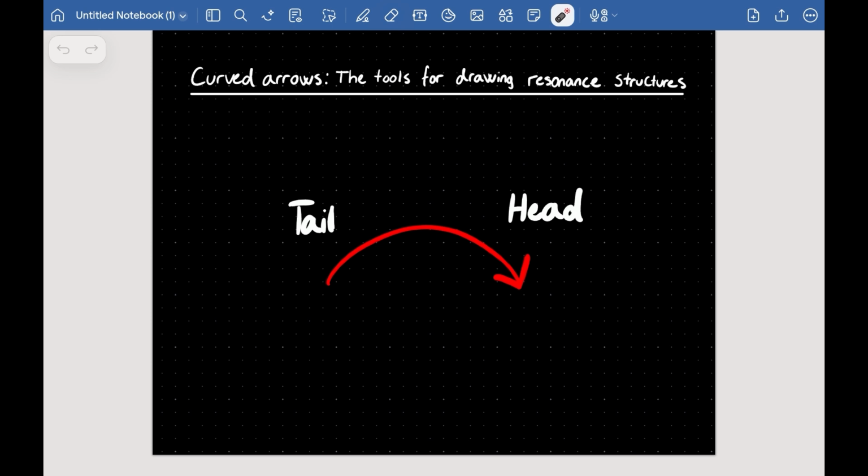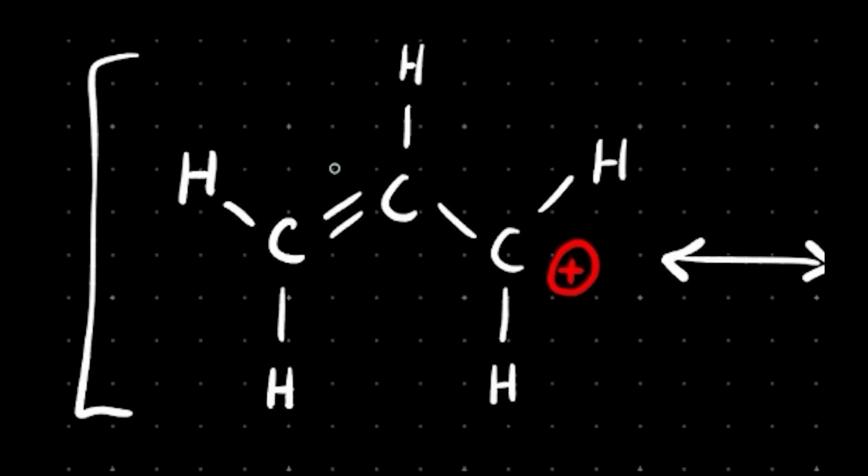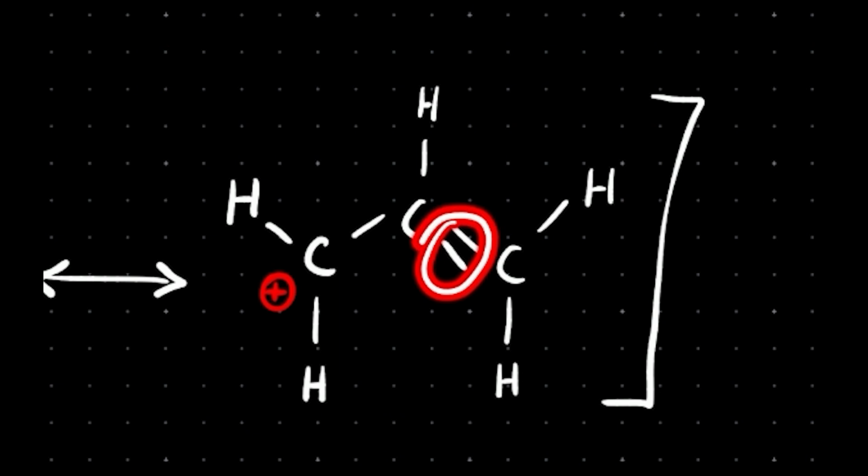So the tail must start from a place that actually has electrons. As an example, consider the following resonance structure. So how do we get from the first structure to the second one? So this double bond right here has been moved over here.